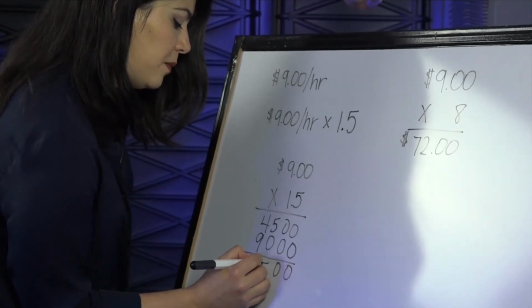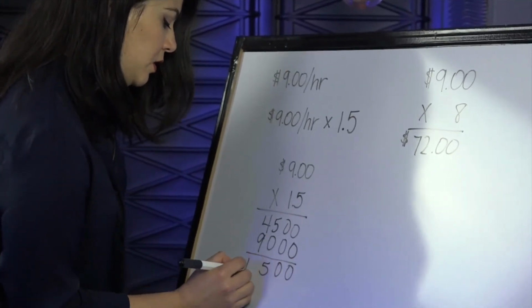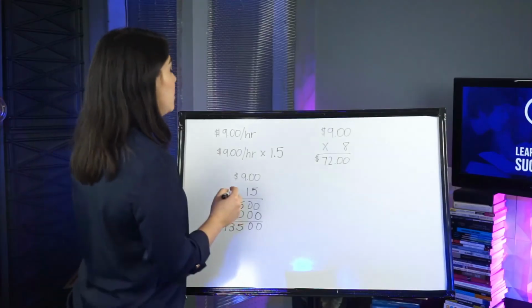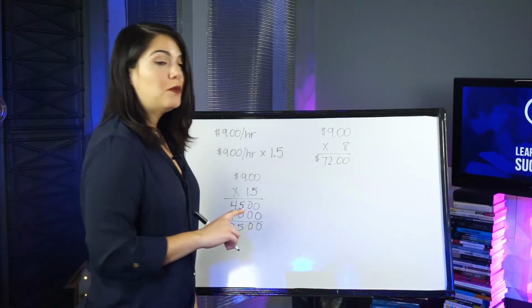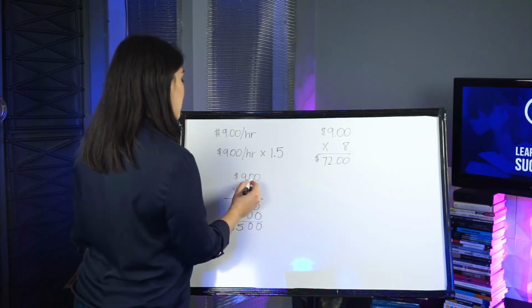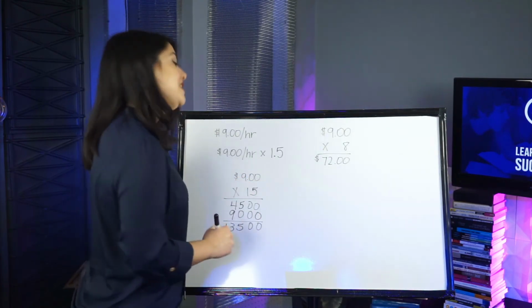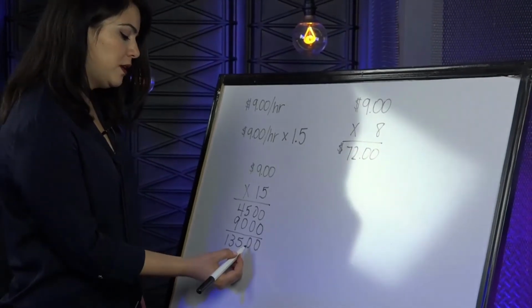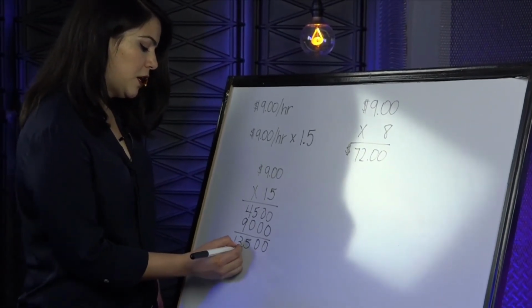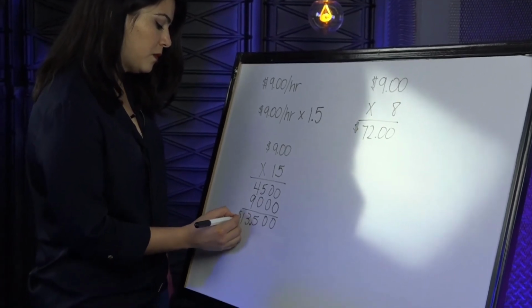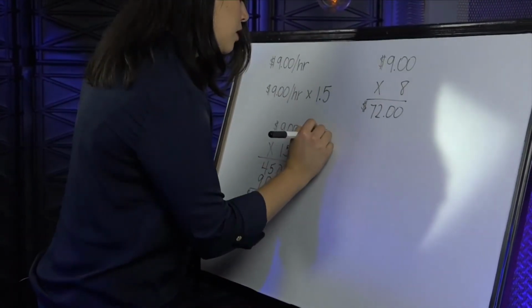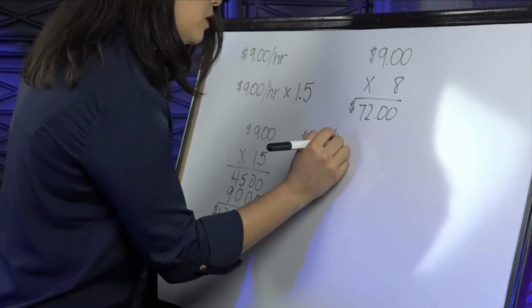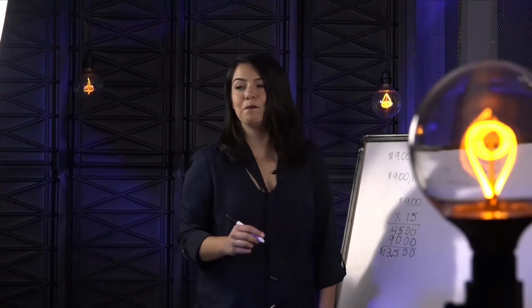We add this up. 4 plus 9 is 13. Then we look at how many numbers there are behind the decimal point. 1, 2, 3. That means in our answer, there will be 3 numbers behind the decimal point. Our decimal point goes right here. So Alan earns $13.50 per hour when he works overtime.